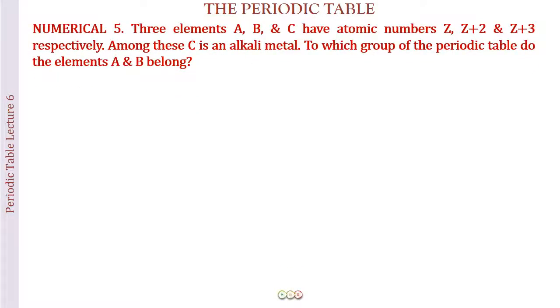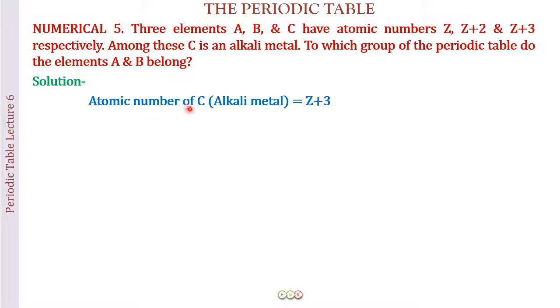This is going to be the last question for today. So these are the 3 elements A, B and C having atomic numbers Z, Z plus 2 and Z plus 3 respectively. Among these, C is an alkali metal, and to which group of the periodic table do elements A and B belong?